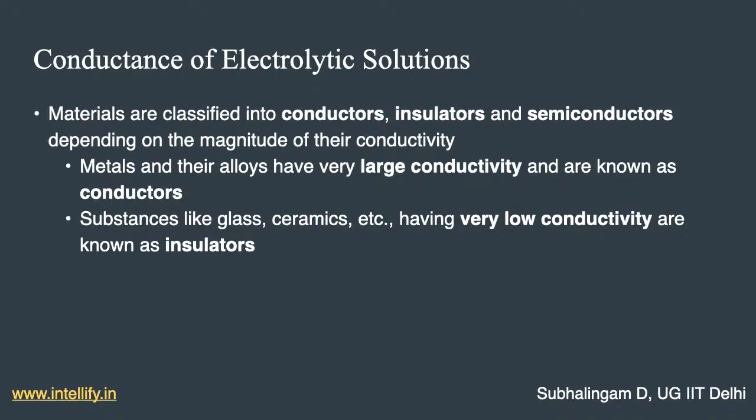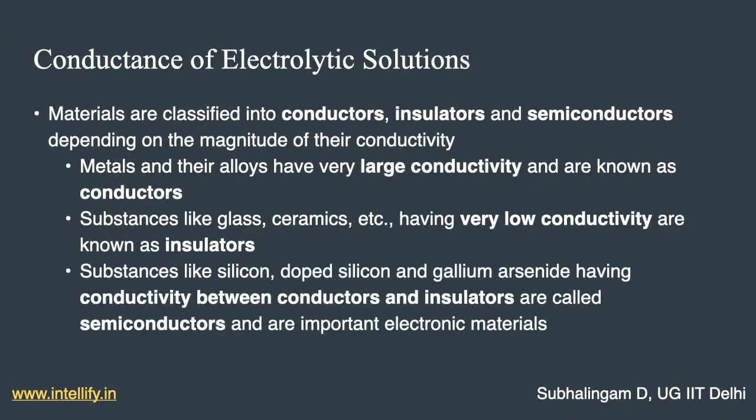Substances like glass, ceramics, etc., have very low conductivity and they are called insulators. Substances like silicon, doped silicon, and gallium arsenide having conductivity between conductors and insulators are called semiconductors and they are important electronic materials. So, what are conductors? Large conductivity. Insulators, very low conductivity, and semiconductors, intermediate, like they come between conductors and insulators. Their conductivity comes in between these two materials.